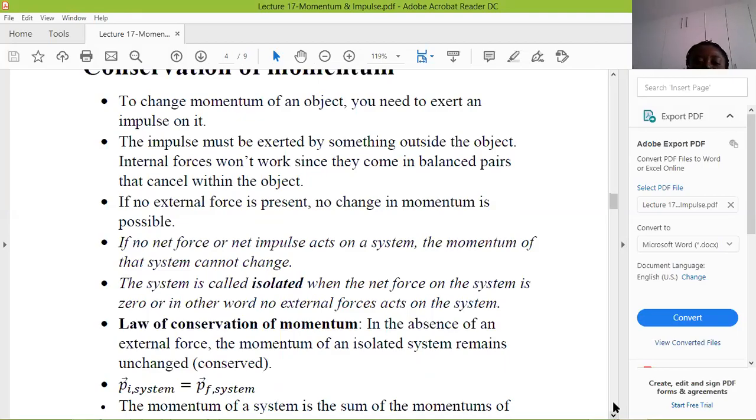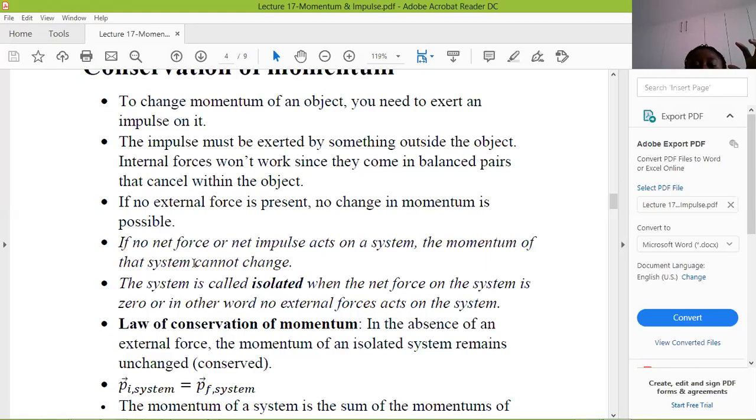So which means if the object has only internal forces, only the forces within the object, and there are no external forces, then the object won't change its momentum. If there is no net force or net impulse acting on an object, or let me say on a system, then the momentum of that object will not change.